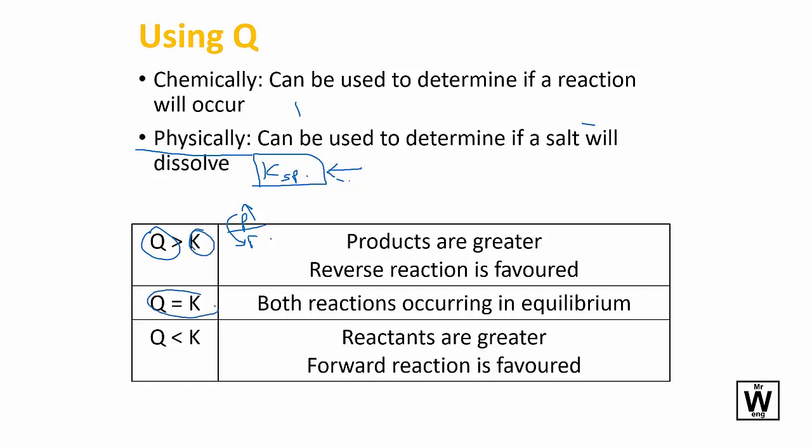So if Q equals K, well, nothing needs to be said there. It's in equilibrium. And so if Q is less than K, so products over reactants, that means this one is larger than it should be, or this one is smaller than it should be. And so reactants must be turning into products. So the forward reaction is going on.